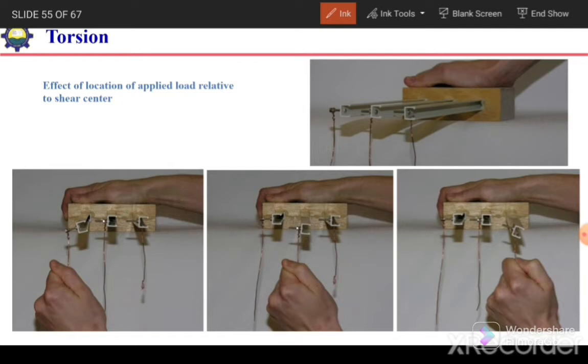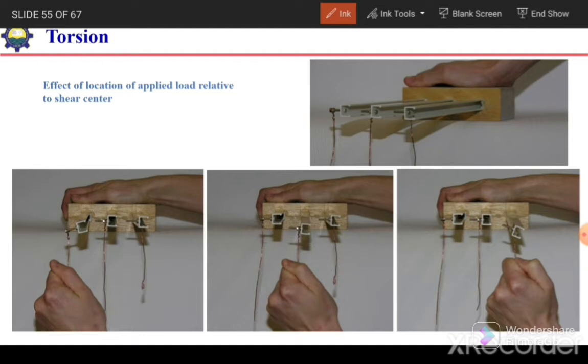Okay, if we are supposed to use some open section like a C section, then it is necessary to apply the load at the shear center. If the applied load is passing through the shear center of the member, then there will be no torsion, and if it is acting away from the shear center, then torsion will occur in that member. For that we have a model demonstration.